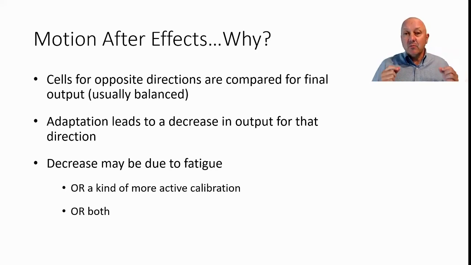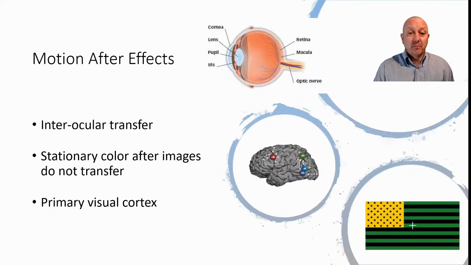But if you fatigue them in a way that looks at motion in one direction continually, and then you look at something that's not moving, then there's this imbalance temporarily, and you perceive motion in the opposite direction, even though there's no motion there. So adaptation leads to a decrease in the output for the particular direction of motion that was fatigued or adapted. It may be due to cellular fatigue. It also may be due to a more active kind of calibration, such that, oh, well, this is kind of the new normal now. Things are always moving in this direction. Or it could be a combination of both.